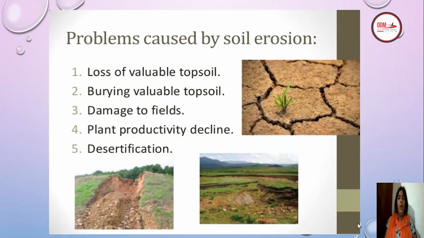Then these are the problems that are caused by soil erosion, that is, loss of valuable topsoil, which is a support system for agriculture. Then we bury valuable topsoil, we damage the fields, plant productivity declines, desertification happens, and soil erosion indirectly and in many ways directly impacts the economy of a country, because our country is mostly dependent on agriculture, and agriculture depends on the soil. So soil erosion is a danger for a country like India, whose economy is mostly dependent on agriculture.